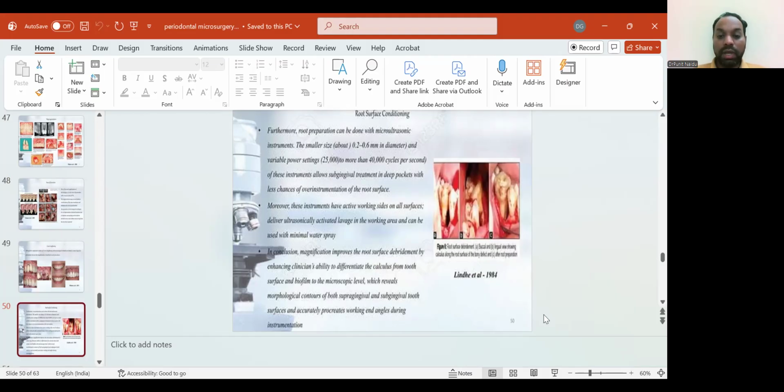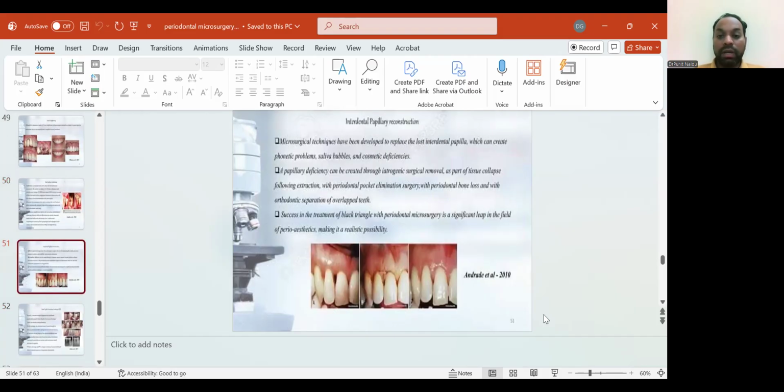Moreover, these instruments have active working sites on all surfaces, which deliver ultrasonically activated lavage in the working area and can be used with minimal water spray. The magnification improves root surface debridement by enhancing the clinician's ability to differentiate calculus from tooth surface and biofilm to the microscopic level, which reveals morphological contours of both supragingival and subgingival tooth surfaces and accurately reproduces working end angles during instrumentation.